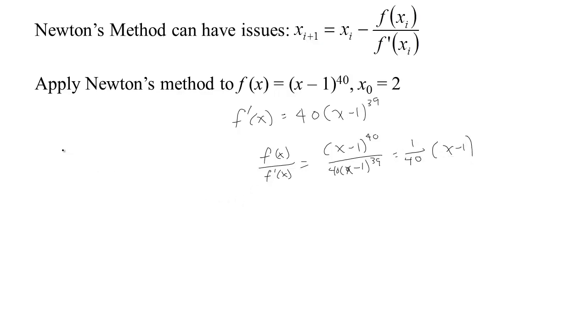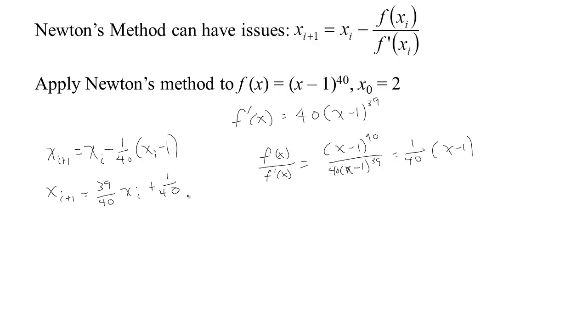So if we look at what Newton's method says, it says our next guess, x sub i plus 1, is going to be our current guess, x sub i, minus 1/40 of (x sub i minus 1). So our next guess is going to be, let's see, we have x sub i minus 1/40, which is going to be 39/40 of x sub i plus 1/40.